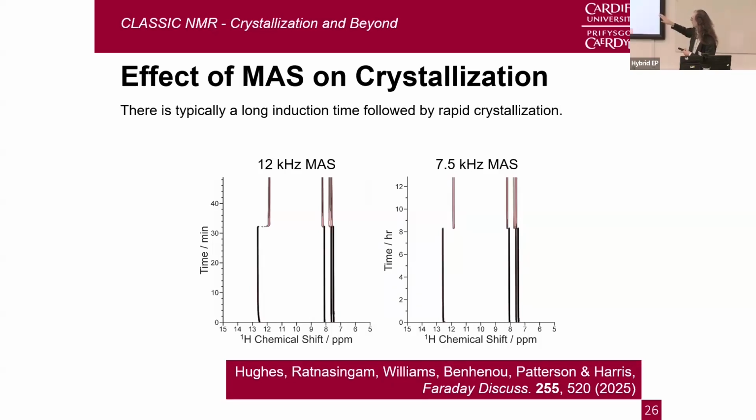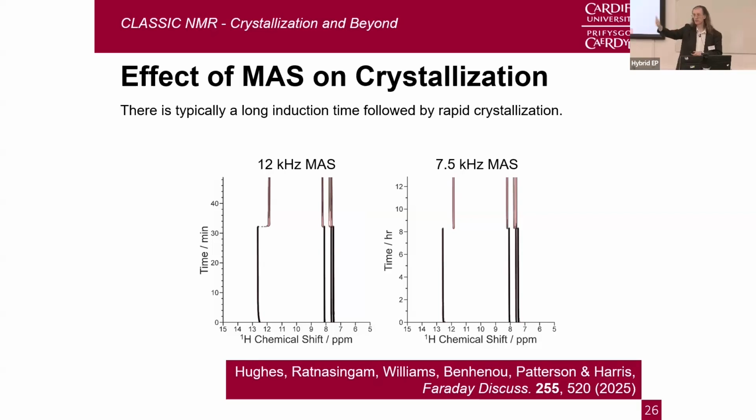Two-dimensional data sets acquired at different spinning speeds, and this is just proton NMR looking at the liquid signal from these two acids. On the left, we've got 12 kilohertz, and on the right, 7.5 kilohertz. In both cases, you can see a little change at the bottom here. That's just the temperature settling. But then we've got an induction time where basically nothing happens, and then a sudden crystallization here and here.